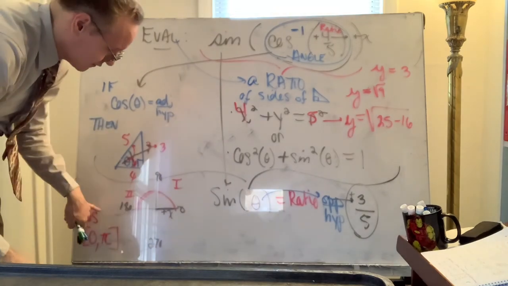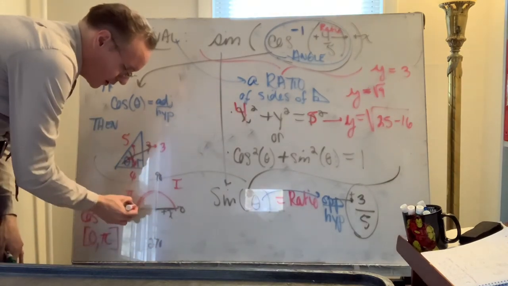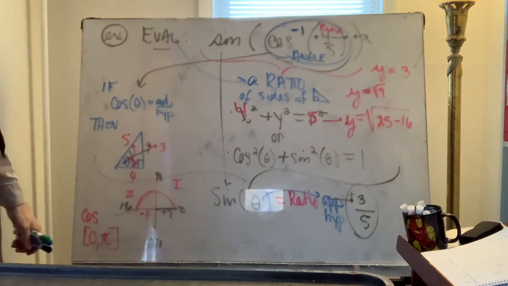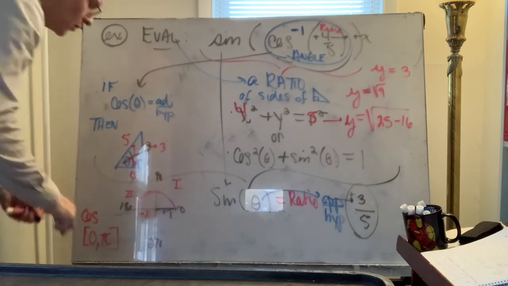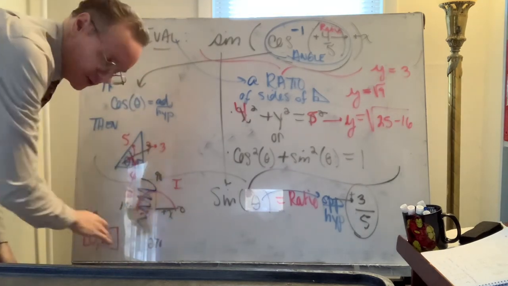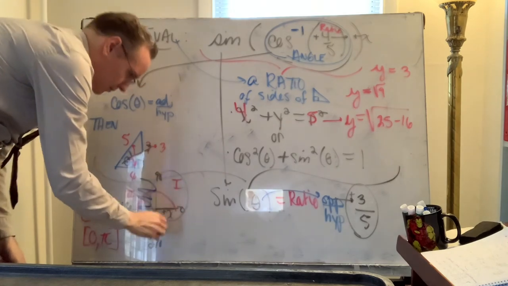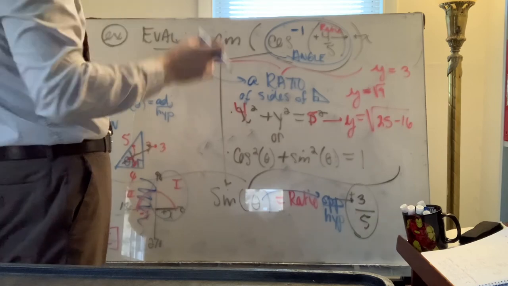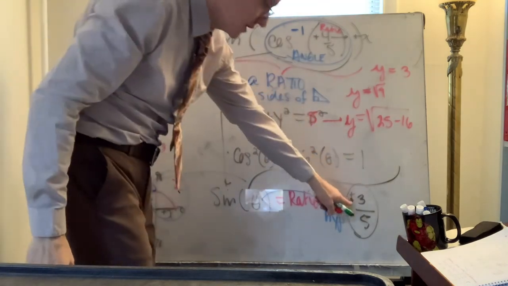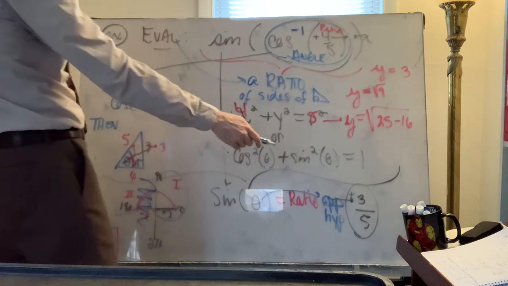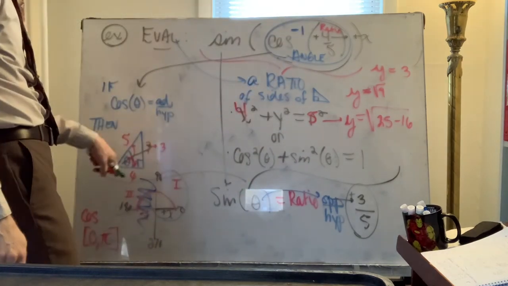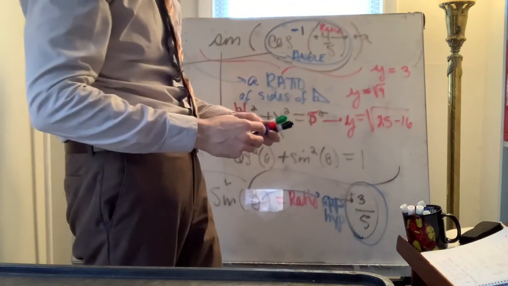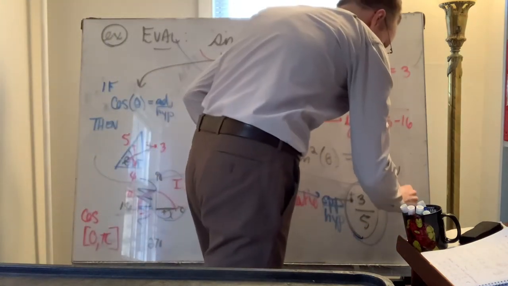But if I were looking over in quadrant 2, then I wouldn't have a positive x. I would have a negative x. So I would have to rule out basically that much of the graph, and my focus would really have to be in quadrant 1. And this would have to be in the same quadrant as that. 3/5 would have to be in the same quadrant as the 4/5 ratio. So this is good. Okay, it's in the same quadrant.